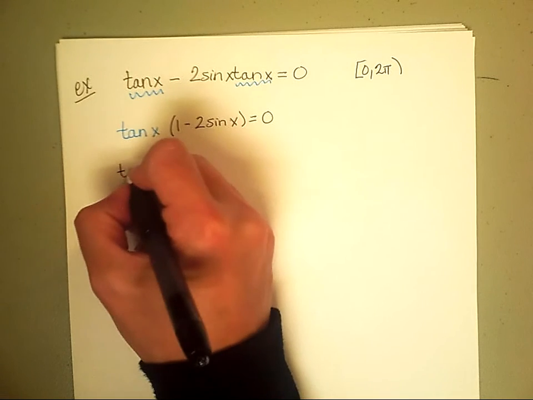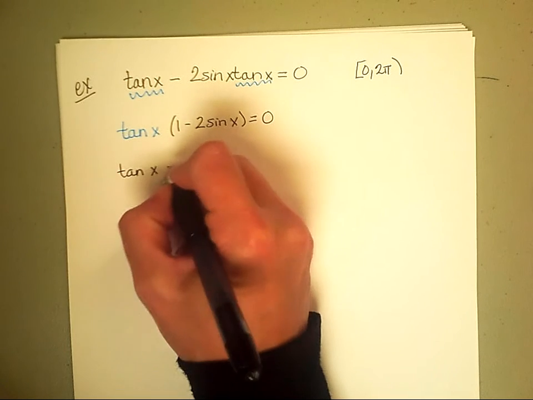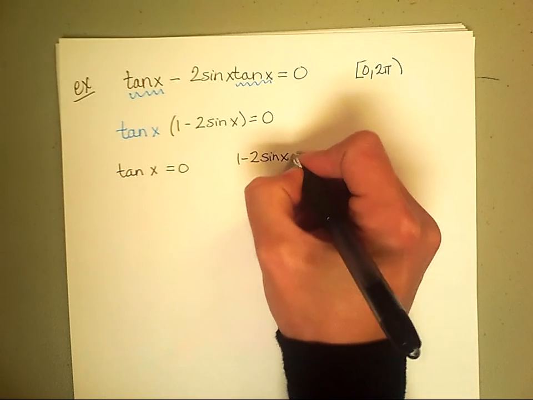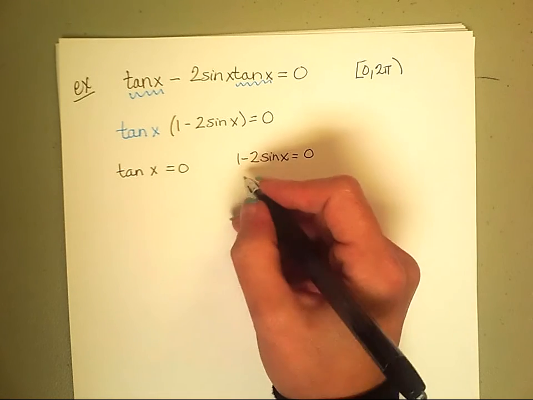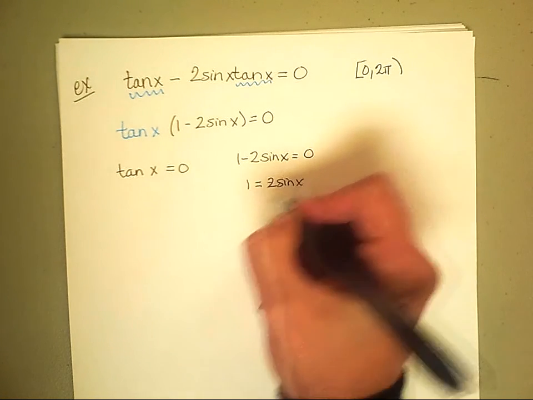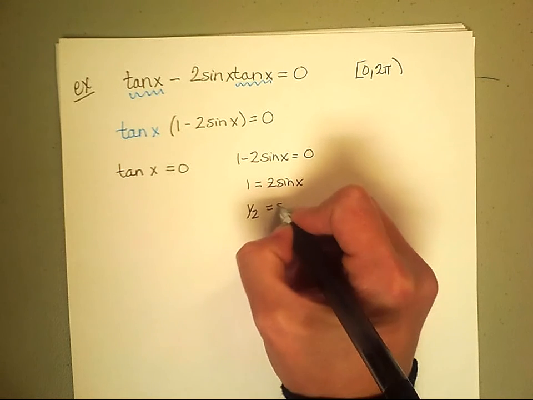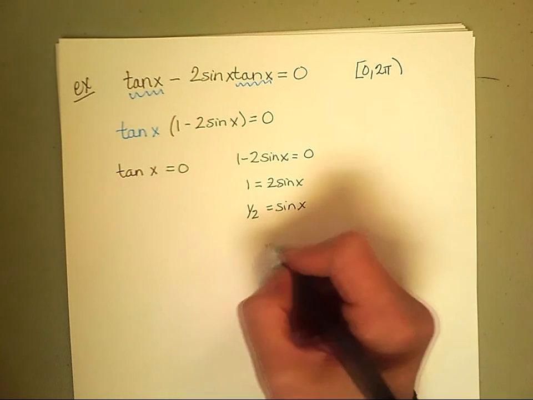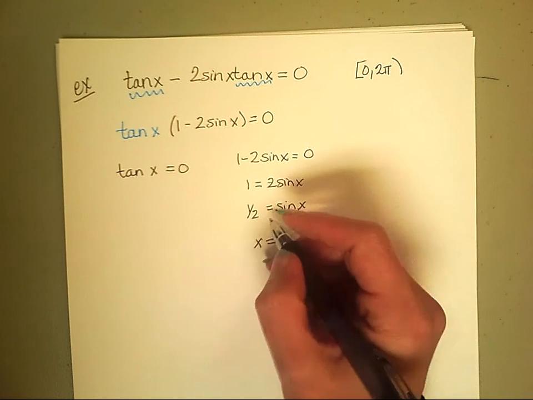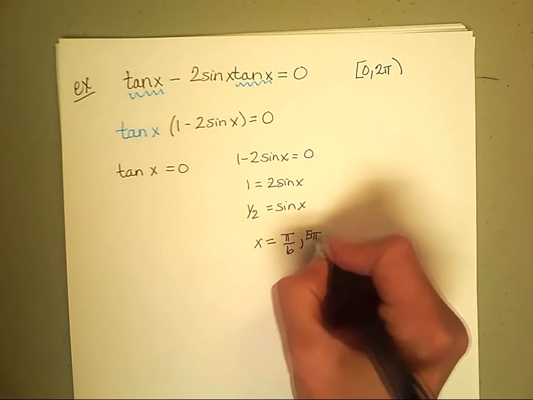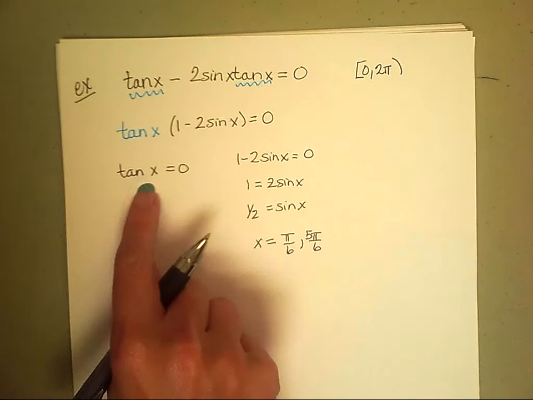Now we're still just doing algebra. We'll split them apart by the zero product property. So it's either that the tangent of x equals 0, or 1 minus 2 times the sine of x equals 0. So 1 is equal to 2 times the sine of x, so 1/2 is equal to the sine of x. We've done this multiple times now, so x is equal to pi over 6 and 5 pi over 6.